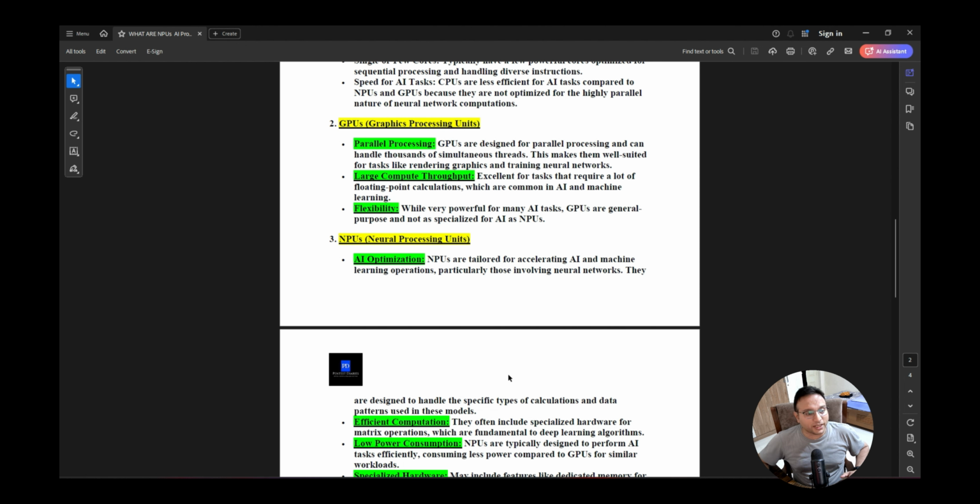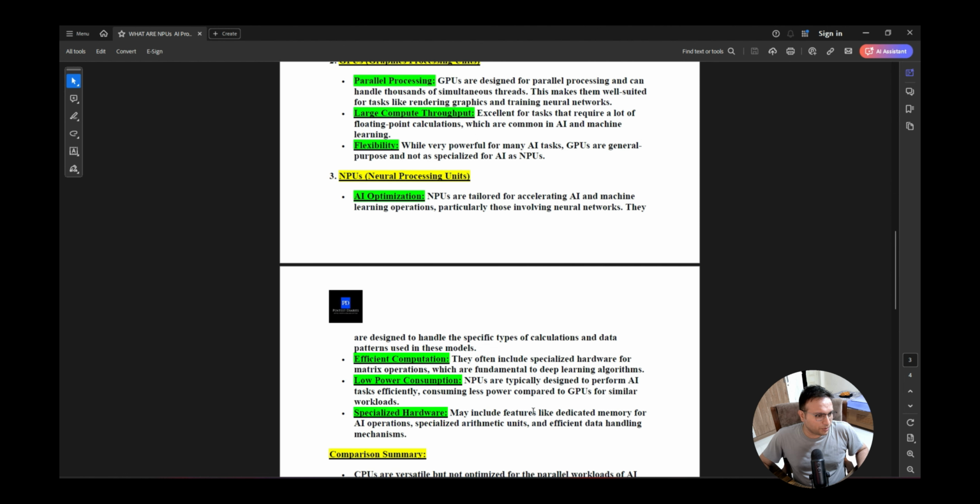They are designed to handle the specific type of calculation and data patterns used in these models. In case of ML and AI, a lot of complex theorems have to be solved, with complex calculations. That was the reason we require a high-end system, or I can say high-end processing unit, just to handle that type of situation. So the GPU has reach up to some point, but you can't use a GPU everywhere. It will not fulfill all your requirements which you can fulfill with the NPU. So that was the reason you have to go with the NPU instead of the GPU.